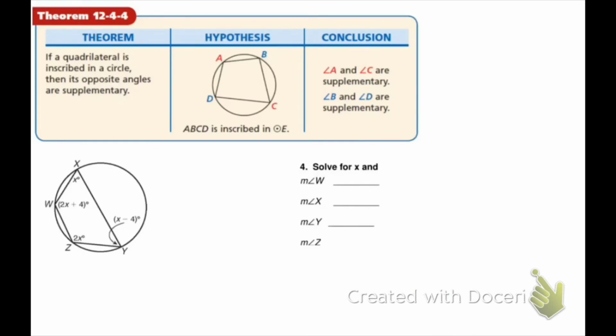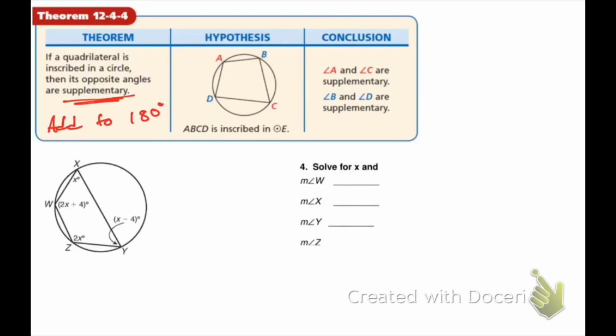Alright, our last theorem for today. If a quadrilateral is inscribed in a circle, then its opposite angles are supplementary. And what does supplementary mean? Remember, they add to 180 degrees.